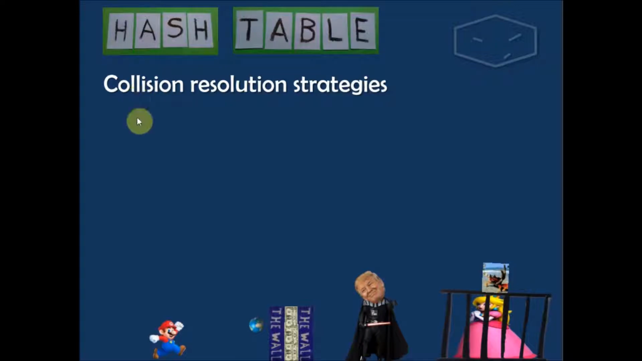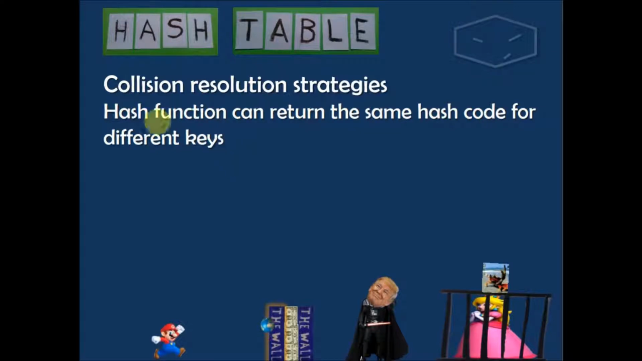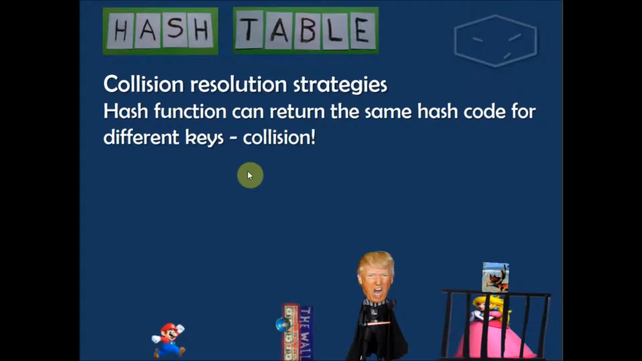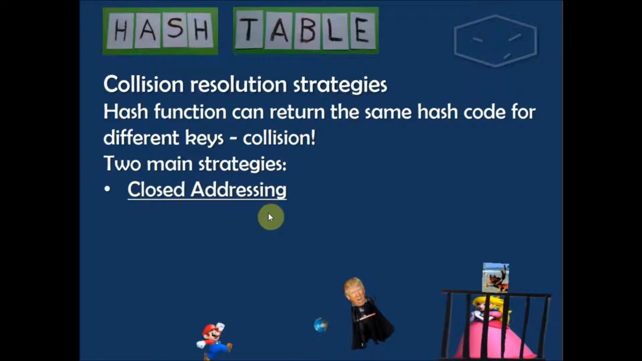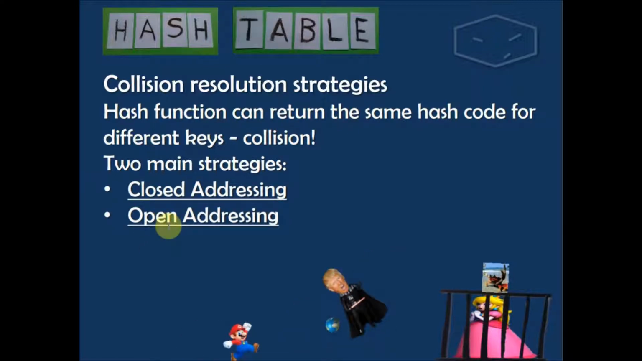So let's talk about collision resolution strategies in hash tables. Unfortunately, hash functions can return the same hash code for different keys, and this is known as a collision. Okay, when we have different keys that generate the same hash code. We cannot avoid this, so we have to live with this problem. There are two main strategies for this. There are more, but I will just talk about two. The first one is closed addressing, the second one is open addressing.